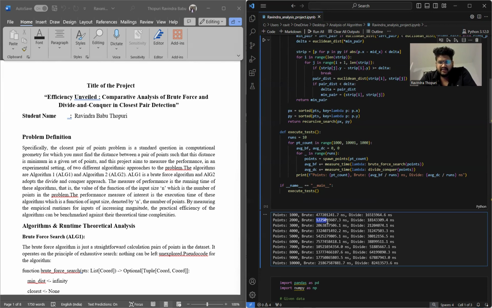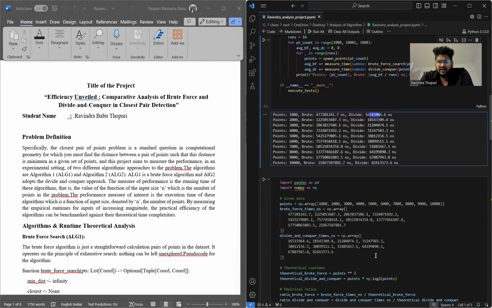By the time we hit 10,000 points, we are looking at runtimes just shy of 22,000 milliseconds. On the flip side, algorithm two, the divide and conquer algorithm, was the tortoise to algorithm one's hare, but in the best way. Even at 10,000 points, its runtime was just over 82,000 milliseconds.